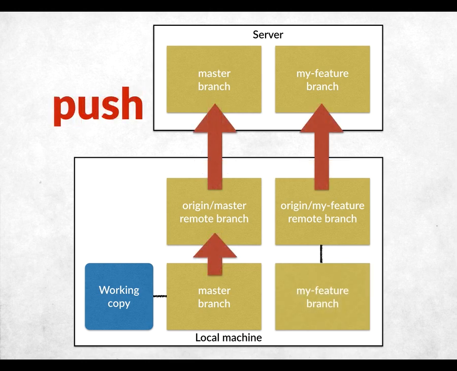Push is in the opposite direction. Push will take your local commits to your current branch, push them into the origin one, and then push them onto the server. Again, if there are conflicts, it will be rejected, and you'll have to fix it and then try again. And this is the one where the default has definitely changed. It used to, by default, push all your branches, which could be really annoying if you've been fiddling around in a branch and forgotten all about it, and then you do a git push and it just shoves that onto the server. Now it just by default does the one you've currently got checked out.